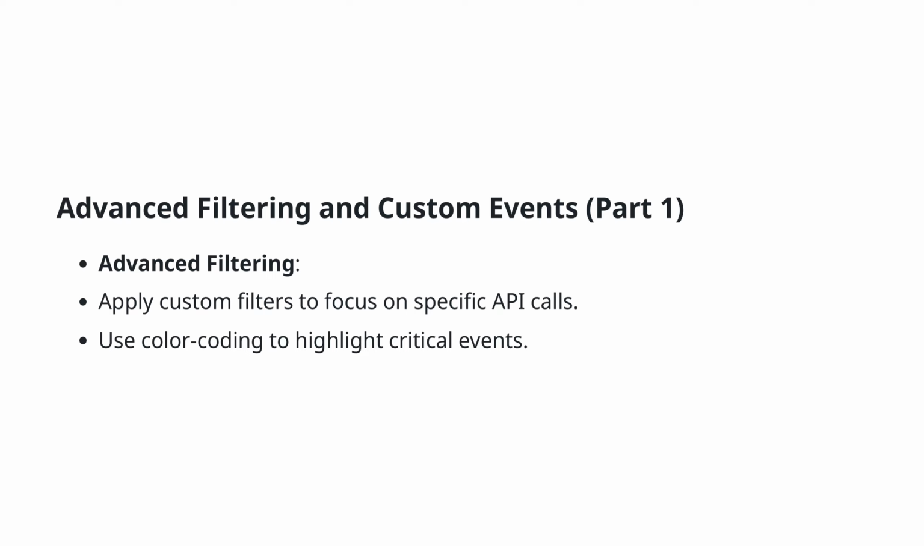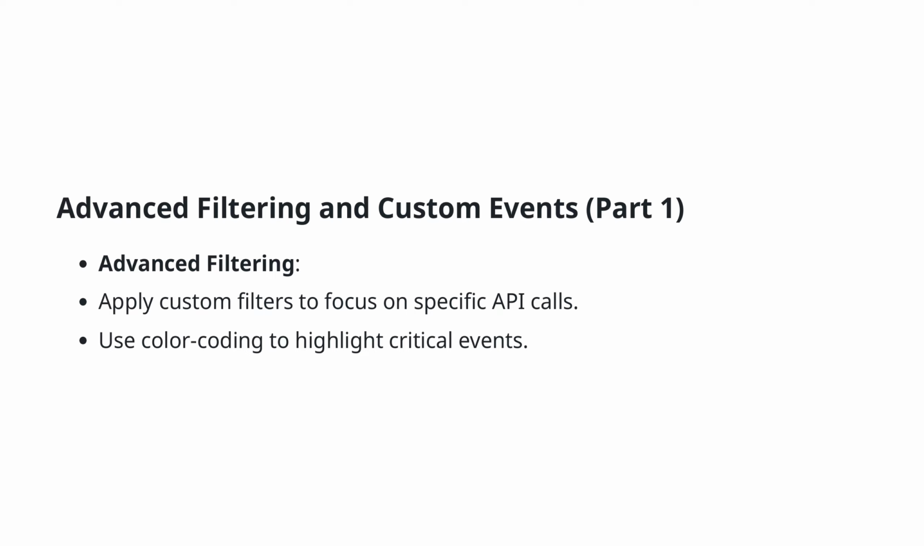In this section, our focus will be on using Wireshark's capabilities to apply custom filters and utilize color coding to draw attention to significant events. By applying custom filters, we can better target specific API calls that are relevant to our investigation, allowing us to streamline our data and improve efficiency.